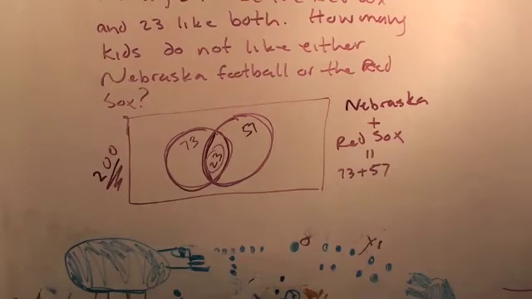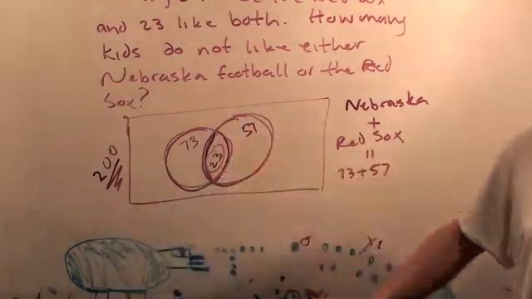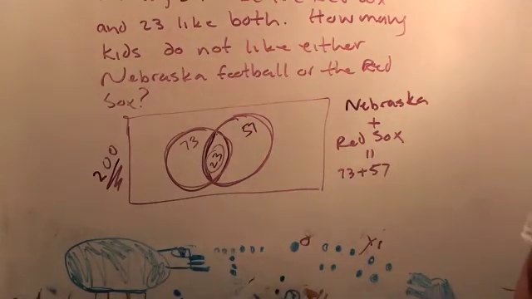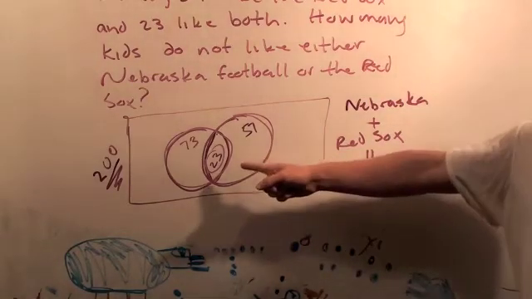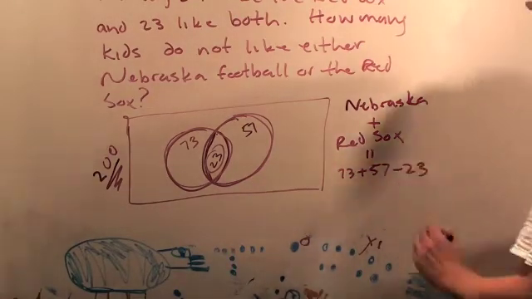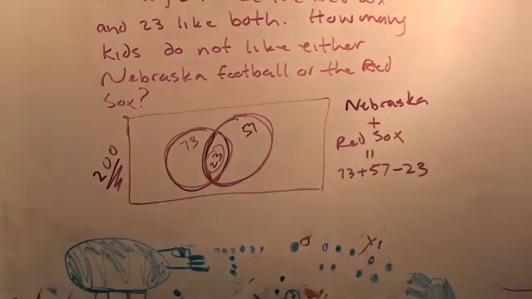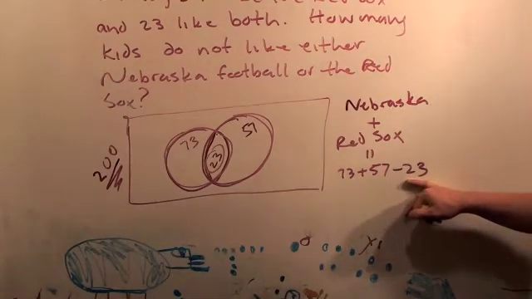So what happened when I counted all 73, and then when I counted all 57? What happened to these 23 kids? Well, they're inside of both circles. It means I counted them twice. So Nebraska plus the Red Sox is 73 plus 57, but I counted them twice. So I have to subtract 23. Does it make sense why I have to subtract the 23? Not really. Not really? Okay.